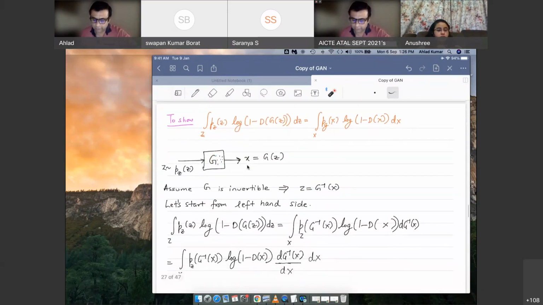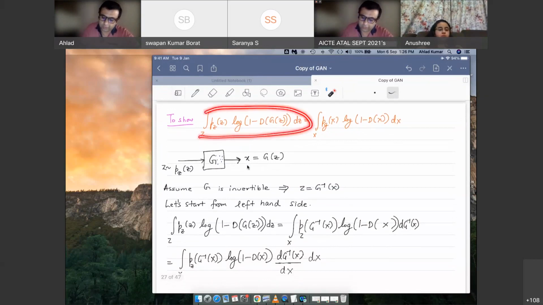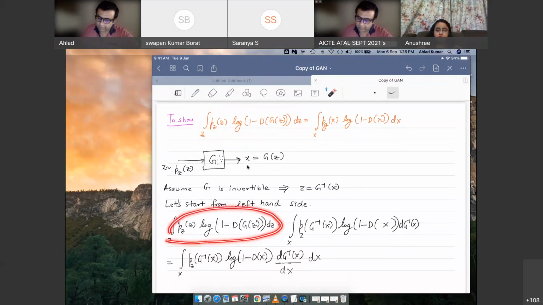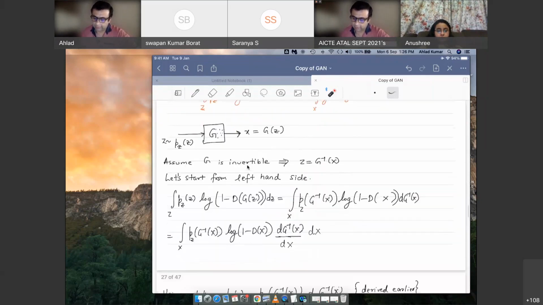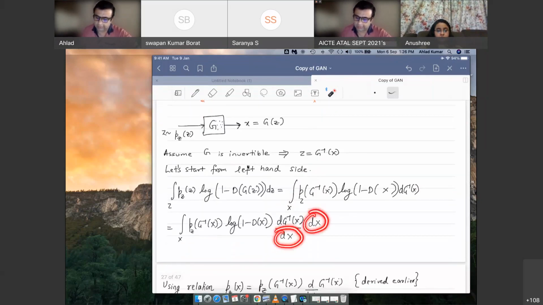So if you start from the left-hand side of this proof, which is given over here, what I'm doing is I'm replacing Z by this G inverse of X. So if you can see, Z is replaced by G inverse of X, and here G of Z is replaced by X. And again, here Z is replaced by G inverse, like this. So it's just a replacement of the values. I'm putting Z as this in these equations to get this. Now I'm dividing by dx on both the sides like this.